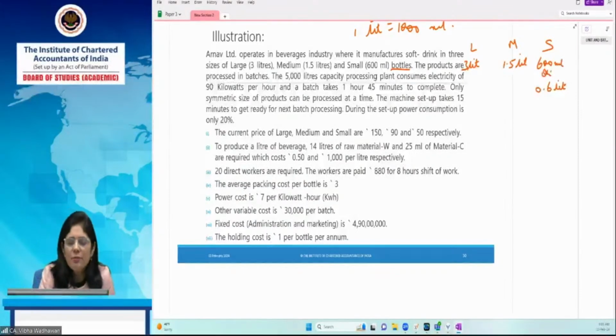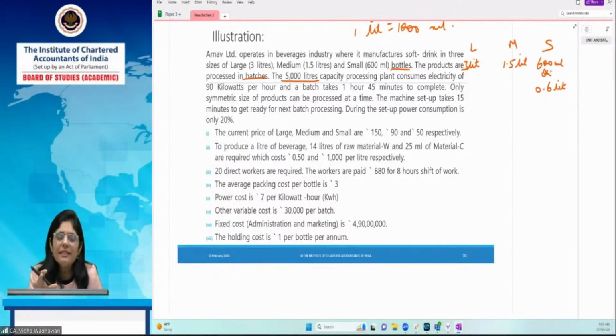The products are processed in batches. A 5,000 liters capacity processing plant consumes electricity. So one time the plant can produce 5,000 liters, which means 5,000 liters is one batch. In one run, in one setup, 5,000 liters can be produced. Electricity consumption is 90 kilowatts per hour. And one batch of 5,000 liters takes 1 hour 45 minutes to complete.